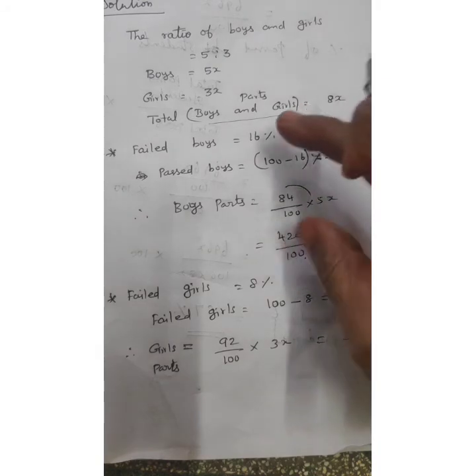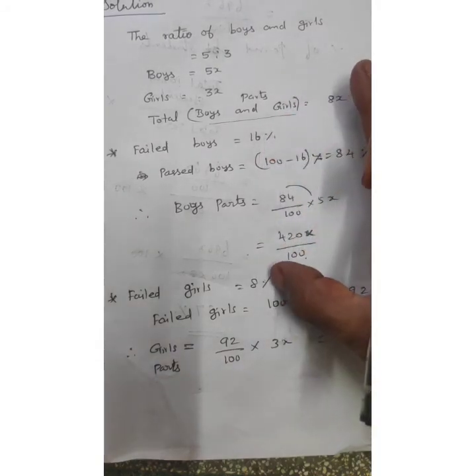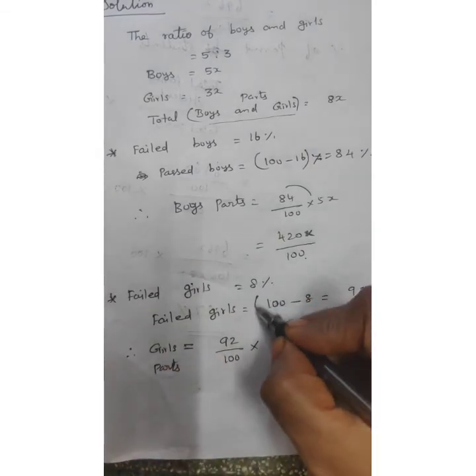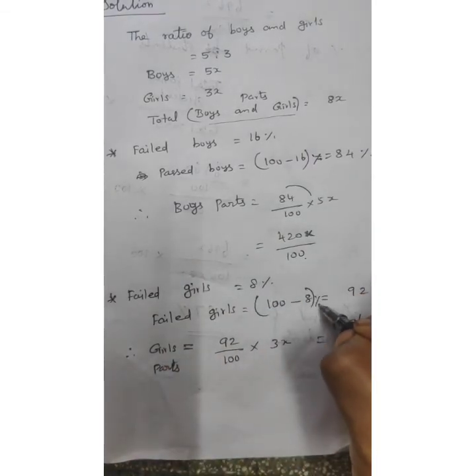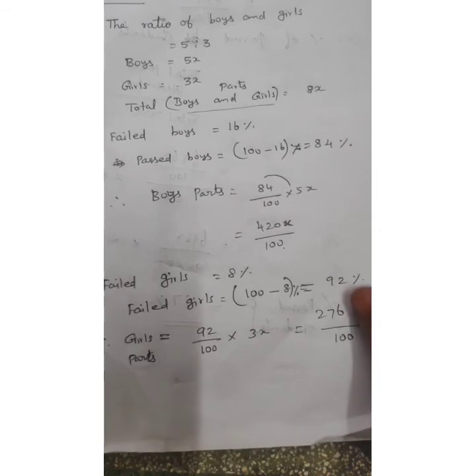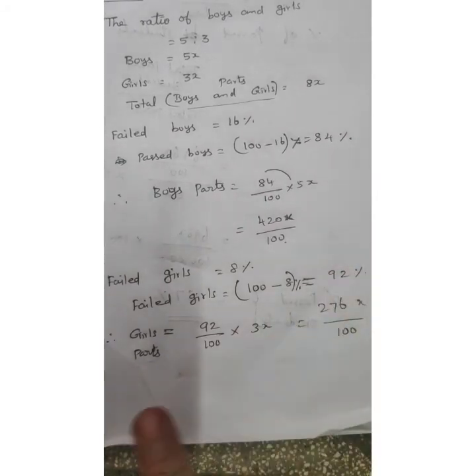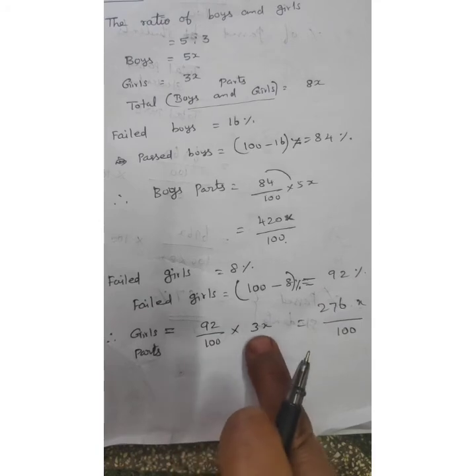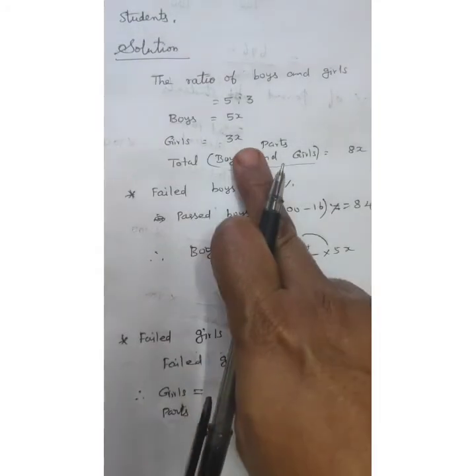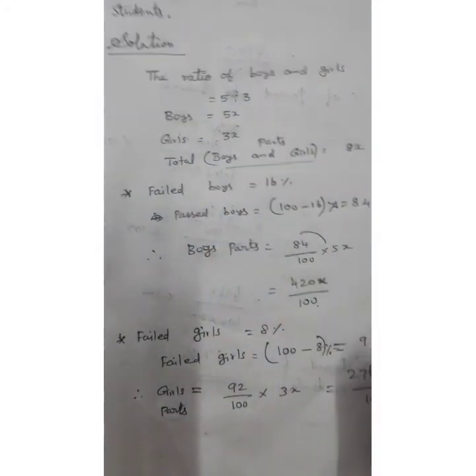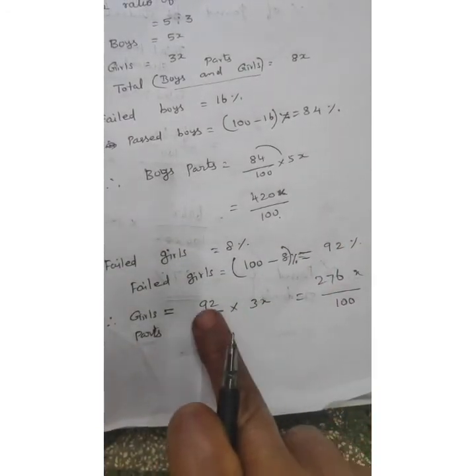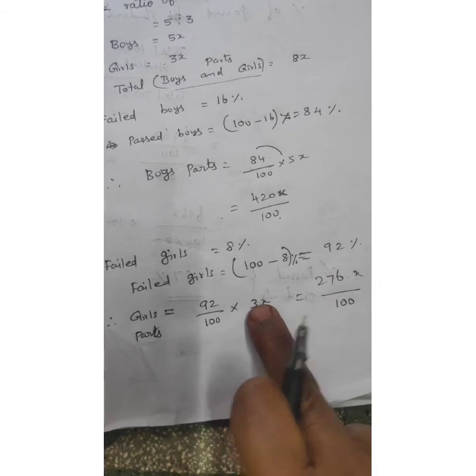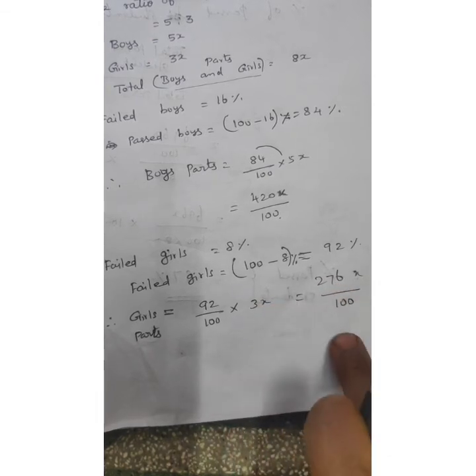In the same way, instead of 16%, find it for the 8% in girls. Passed girls equals 100 minus 8% equals 92%. Girls part equals 92 by 100 into 3x. Girls part equals 3x, boys part equals 5x. So multiply these two numbers: 92 into 3 equals 276. Here write x divided by 100.